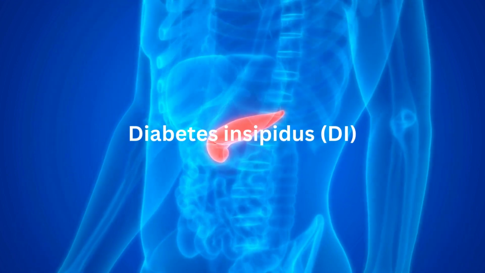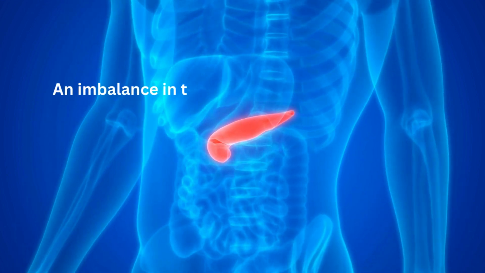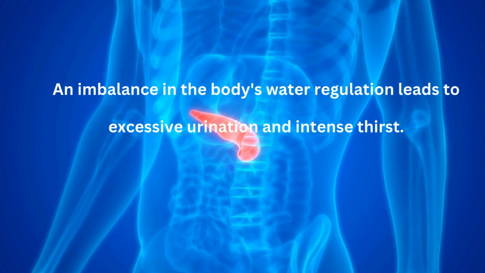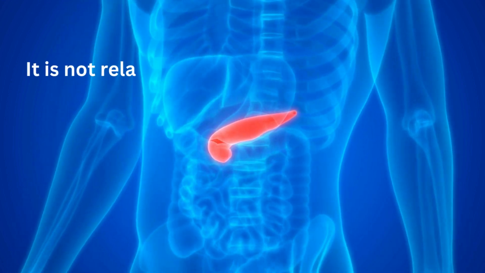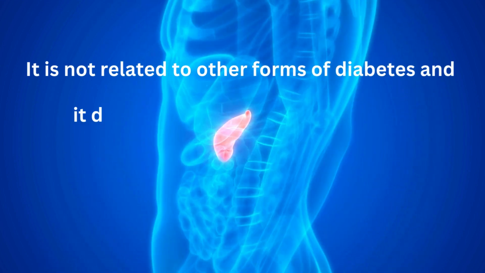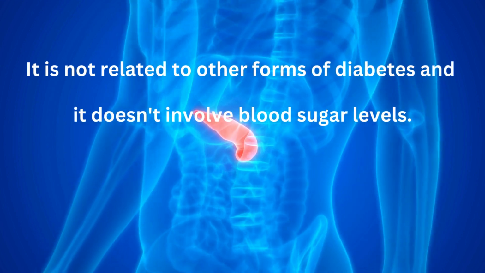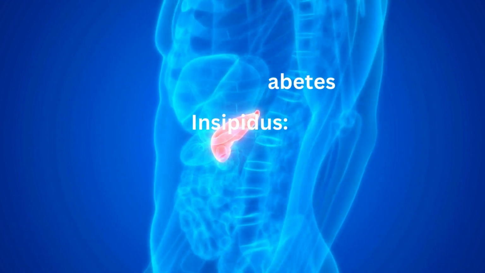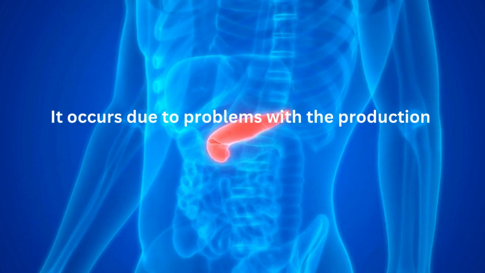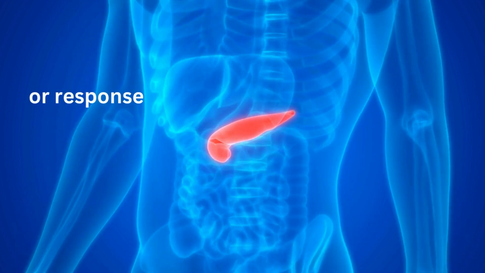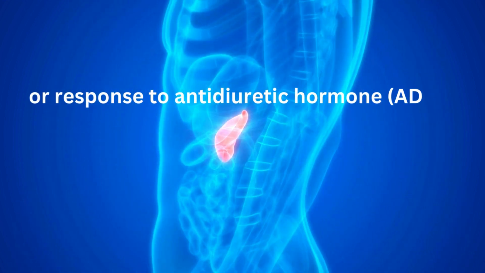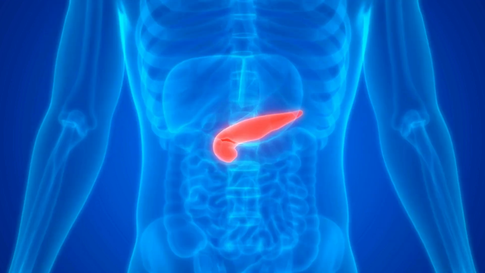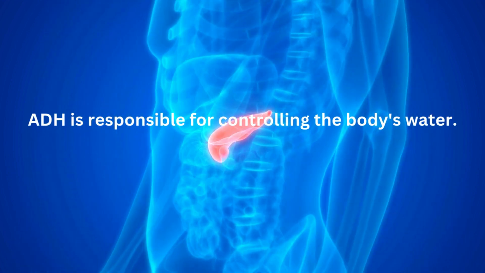Diabetes insipidus, DI. An imbalance in the body's water regulation leads to excessive urination and intense thirst. It is not related to other forms of diabetes, and it doesn't involve blood sugar levels. Causes of diabetes insipidus. It occurs due to problems with the production or response to antidiuretic hormone, ADH, also known as vasopressin. ADH is responsible for controlling the body's water.